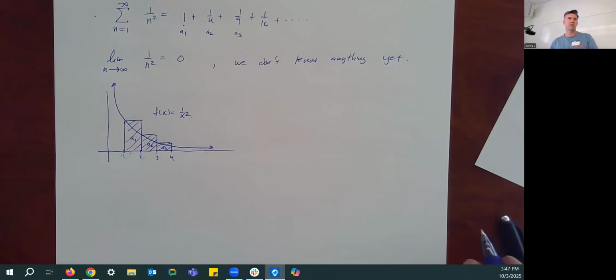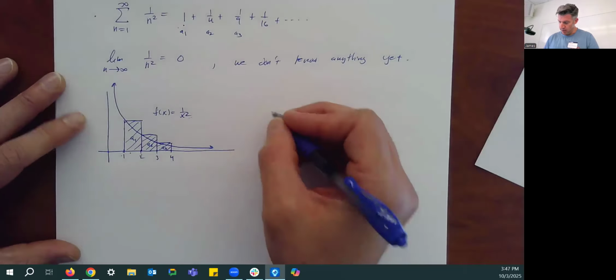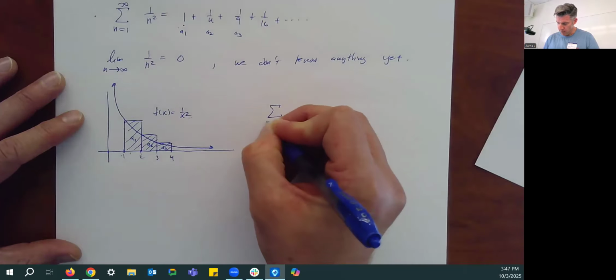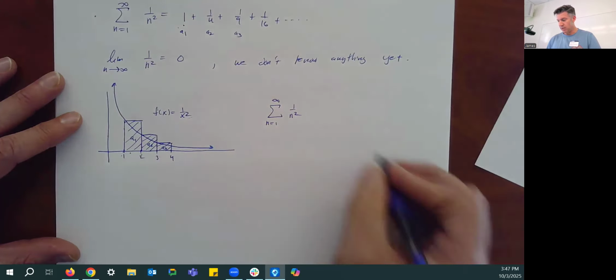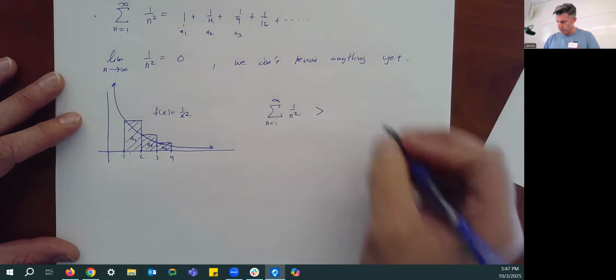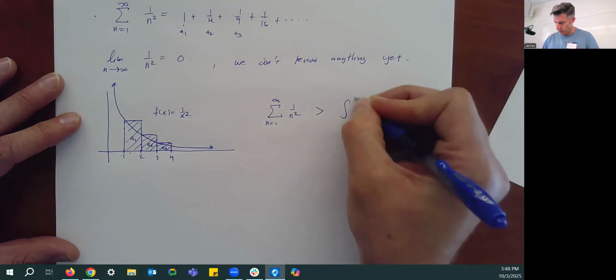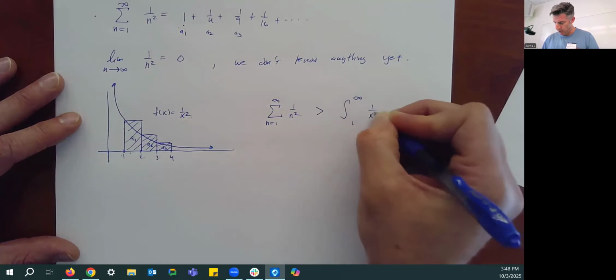What's bigger, the rectangles or the area under the curve? It's the rectangles, right? The rectangles have more. So in this case, we see that the sum from n equals 1 to infinity of 1 over n squared is going to be larger than the integral from 1 to infinity of 1 over x squared dx.